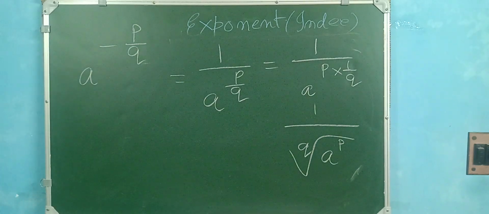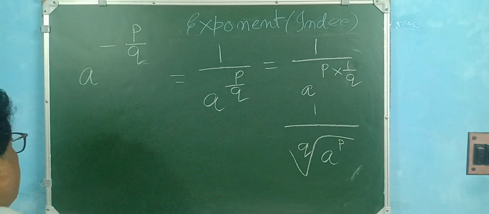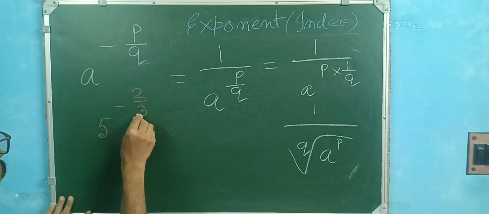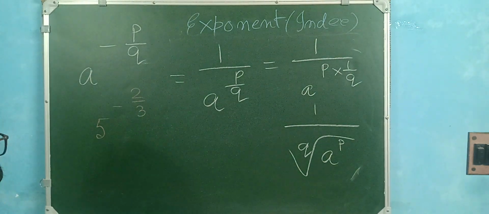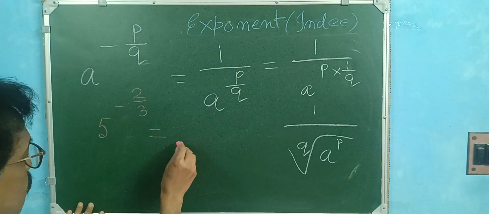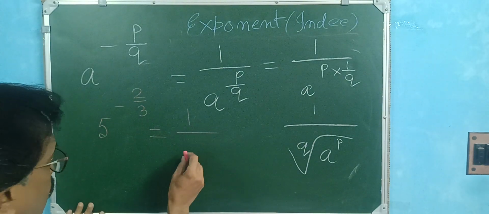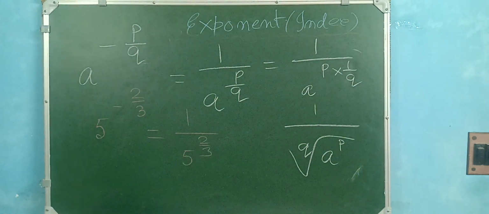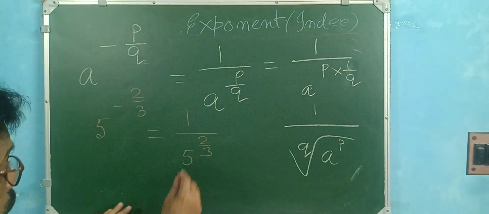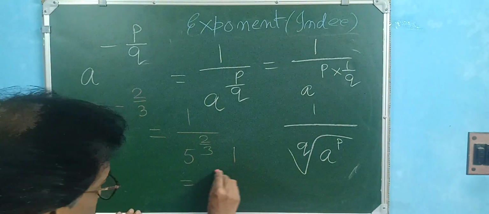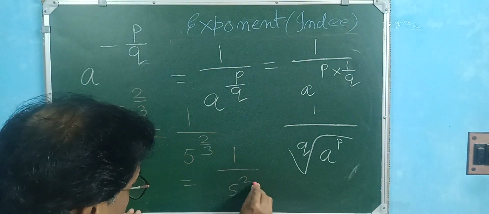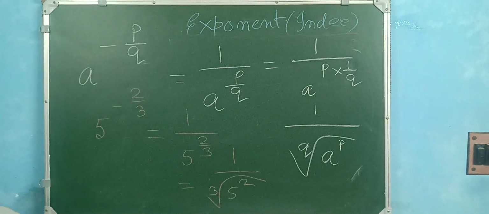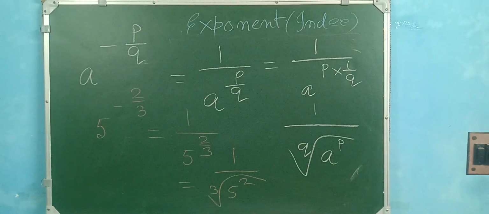Suppose an example, I will just discuss an example here. Suppose 5 to the power minus 2 by 3. So first, this is 1 by 5 to the power 2 by 3. Okay, so this is 1 by, this is 5 square, no problem. And this is cube. That is the way. Clear?